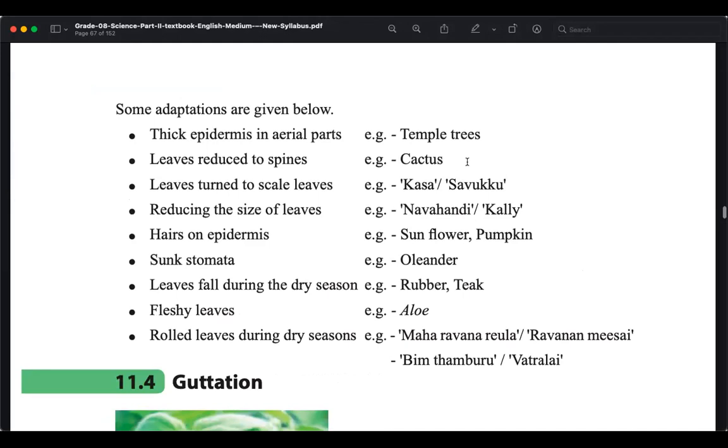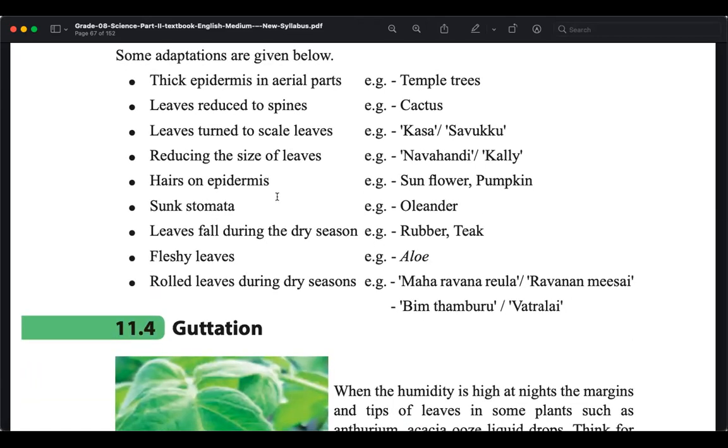Cactus, patok, and temple trees, basically araliya, have a waxy layer on the leaves. Thick epidermis. And leaves turn into scale leaves, reducing the size of leaves. And epidermal hair, or hair in the epidermis. Some plants have hair grown in the epidermis.